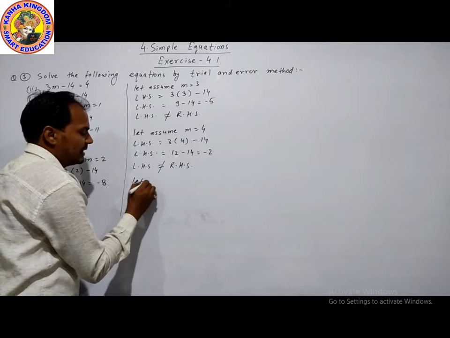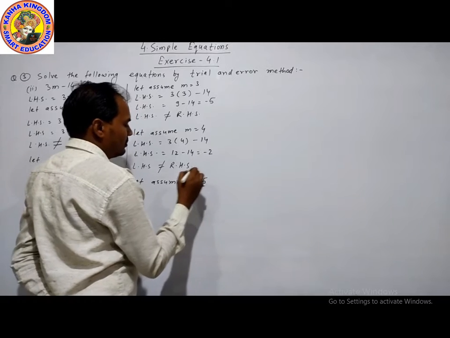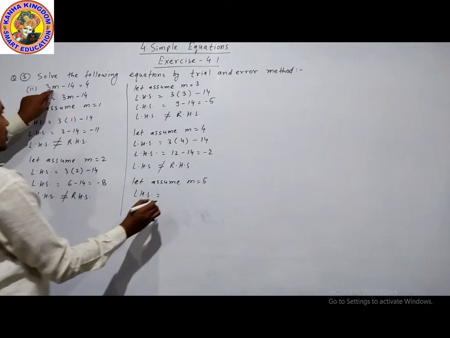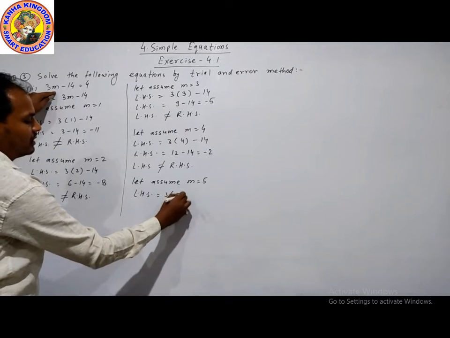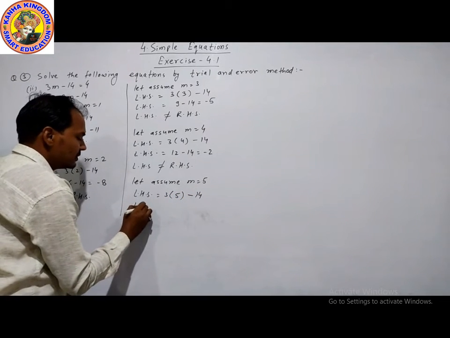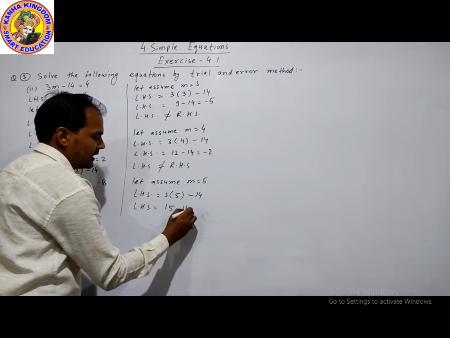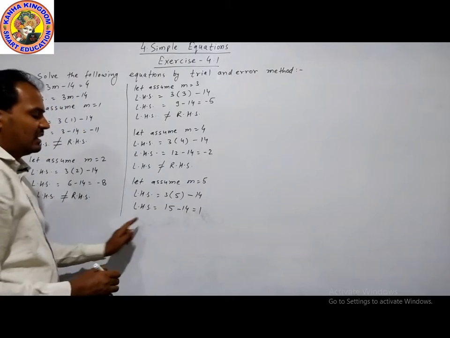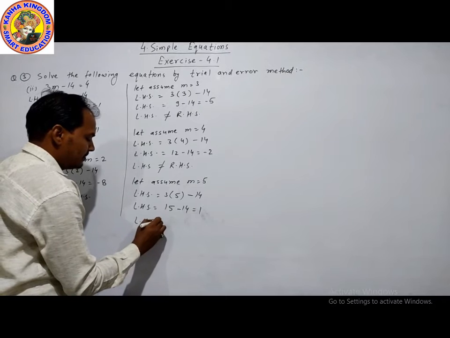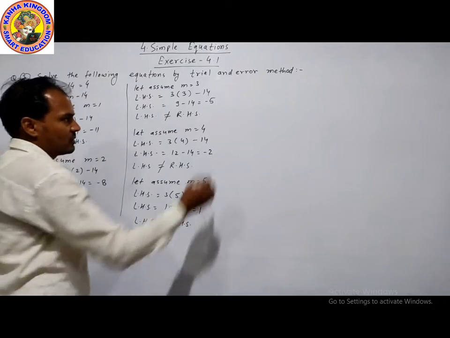Now taking the next value, let us assume m is equal to 5. Left hand side is equal to 3m minus 14. Left hand side is equal to 3 into 5, 15 minus 14. Answer is 1. Left hand side is 1. Right hand side is 4. So left hand side is not equal to right hand side. This is not our solution.